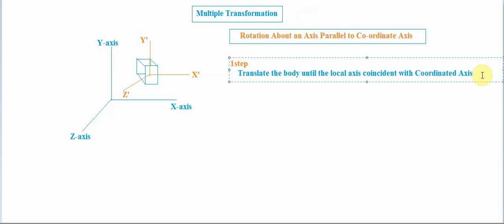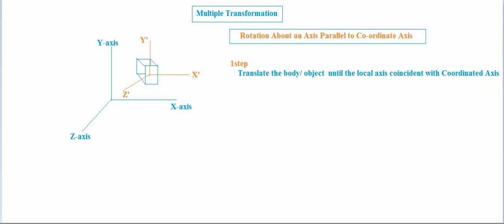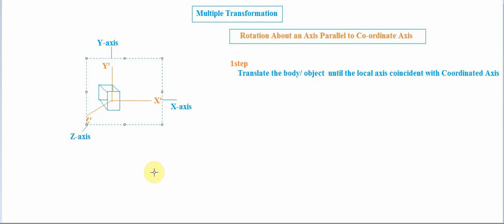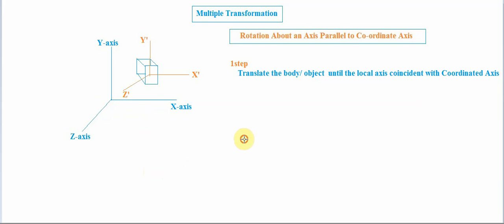So this is our first step. Means what? We need to translate. Now we have seen that first what we have done, we have done the translation of that particular object. We can call it a body or object, until the local axis is coincident with the coordinate axis. Means we are translating this object to this line, fine. This is what we have done. That is our first step.